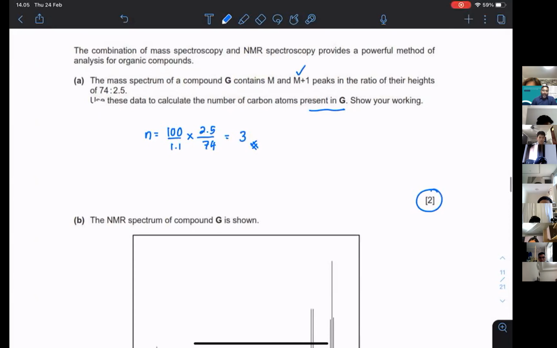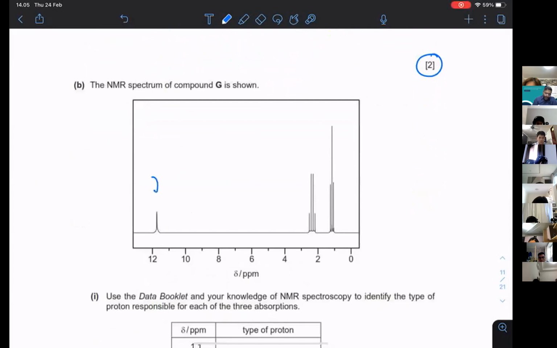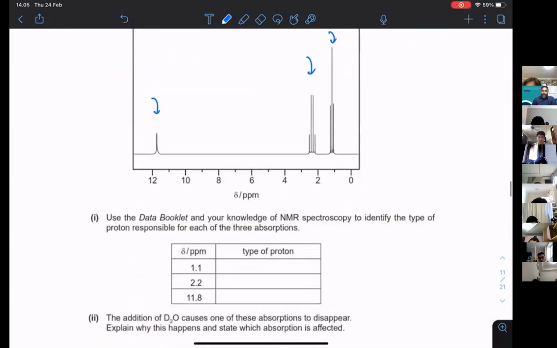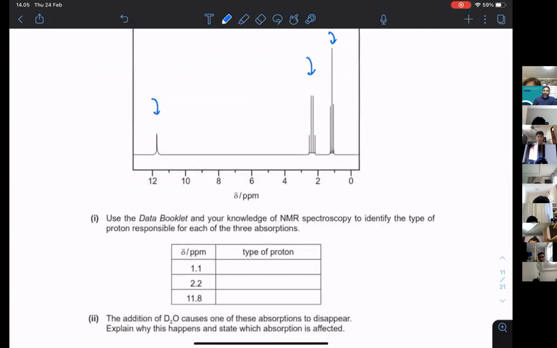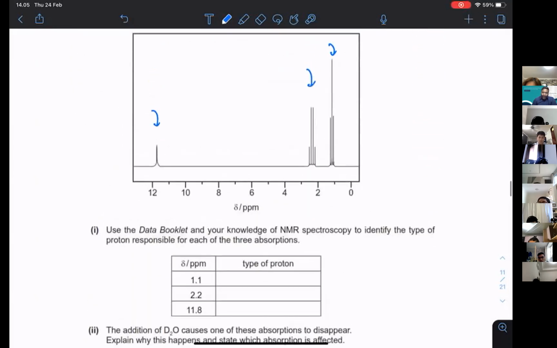So the NMR spectrum of compound G is shown. They give you this NMR, and you can see that there is splitting. The moment you see splitting, it means this is going to be high resolution, and we are not talking about carbon 13, we are talking about proton. Use the data booklet and your knowledge of NMR spectroscopy to identify the type of proton responsible for the 3 absorptions. So we just want to find out where each one belongs.